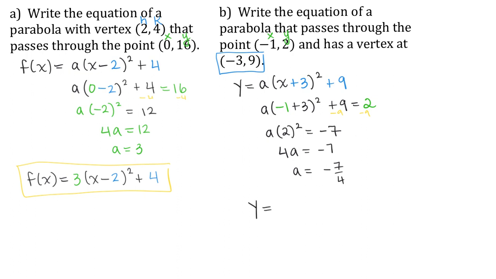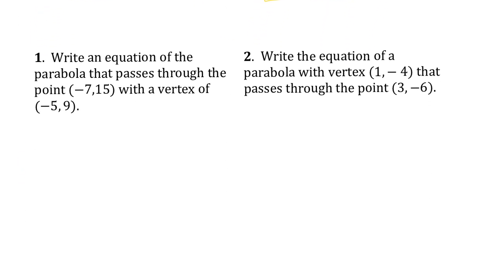Let me write the equation out. y equals negative 7 over 4 times (x plus 3) squared, and then plus 9. And this is my particular equation. I have the vertex, I have the a value, and I'm good. Try the next two using the same method we just did.